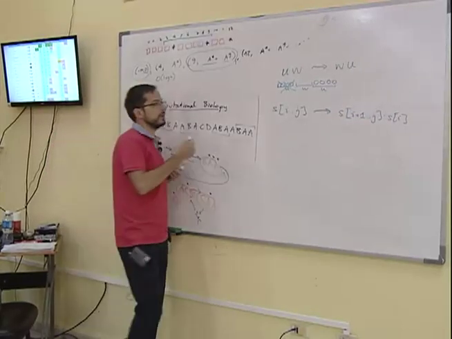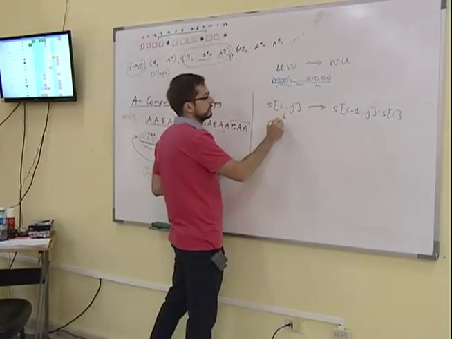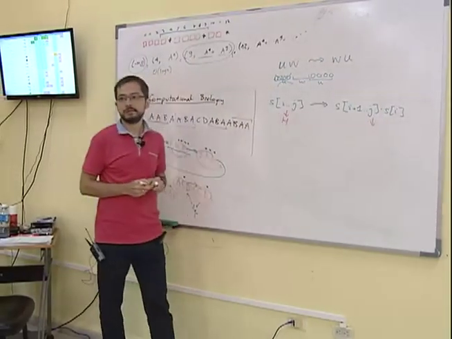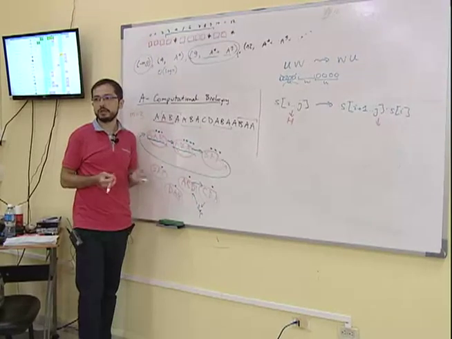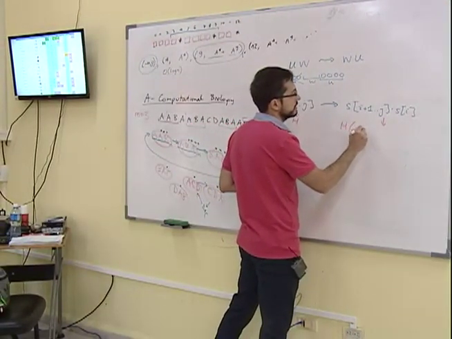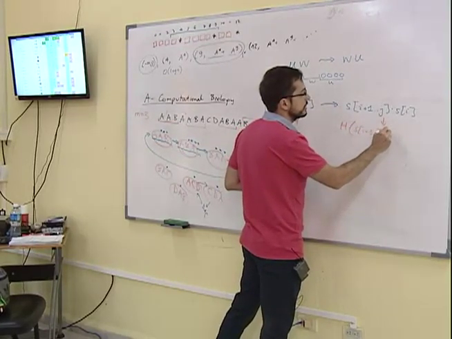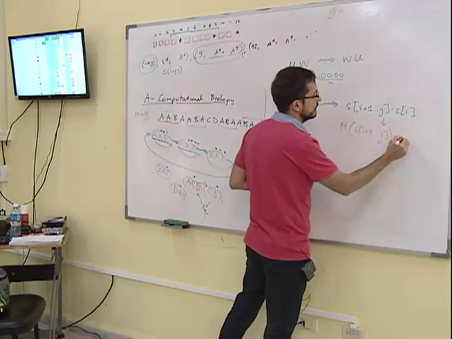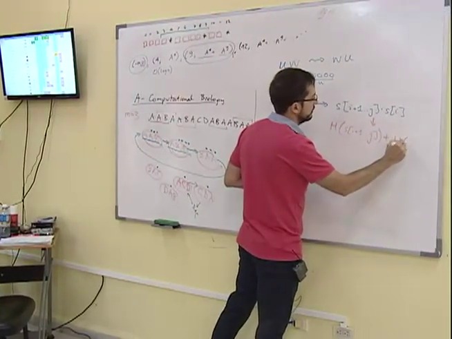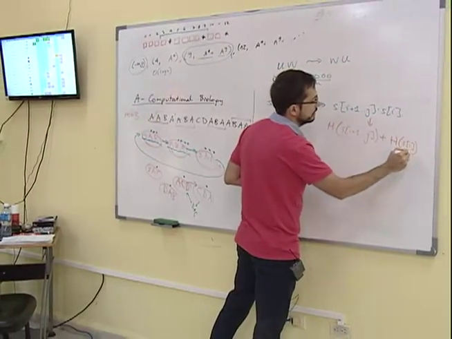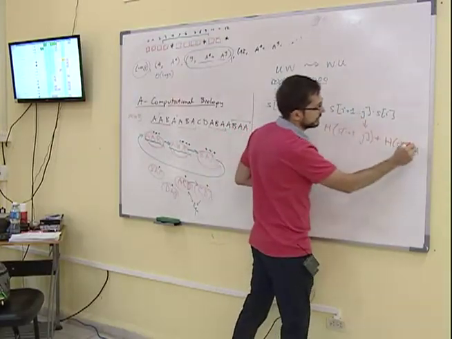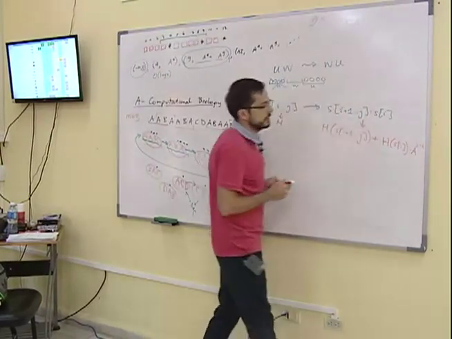So we know the hash for this one, and now we'd like to know the hash for the rotated one. But we showed previously that we can concatenate hashes. So actually the hash for this one is the hash for s[i+1..j] plus the hash of letter s[i] times a to the power of the length of the string, so it's like j minus i, something like this.